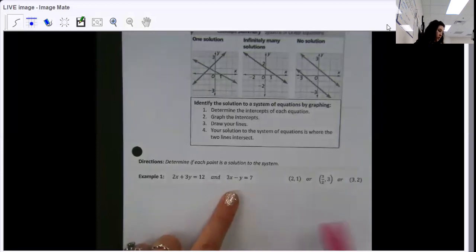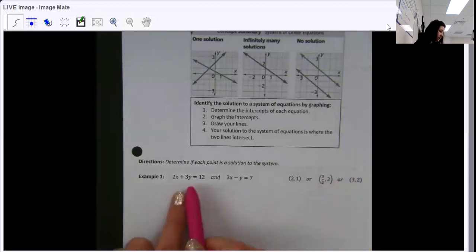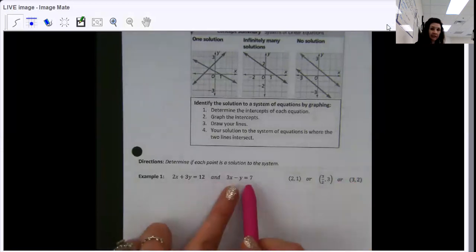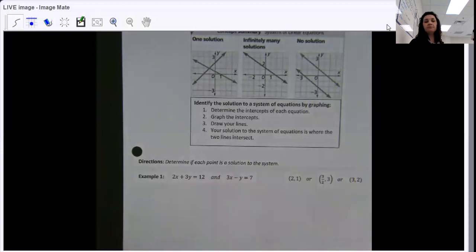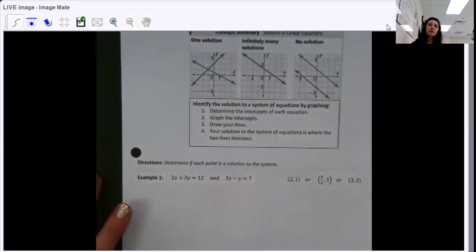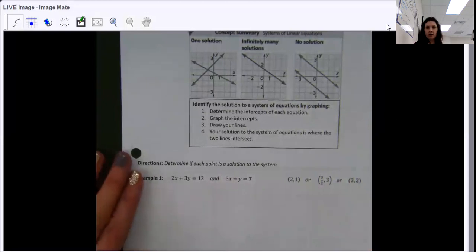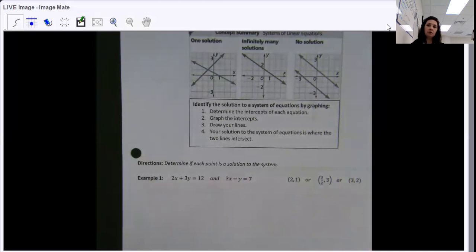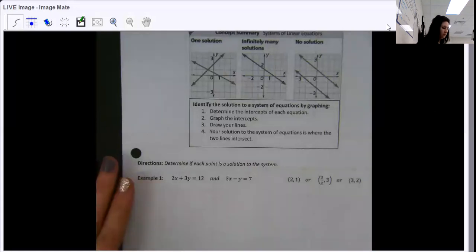And I want to know which of these ordered pairs, when I plug them into this equation and this equation, will make them true. Okay, so when we talk about a system of equations and we're trying to find a solution or an answer to that system, what we're trying to do is find an x value and a y value, which together create an ordered pair, that when you plug into each equation, it will make both equations true, not just one, but both equations true.